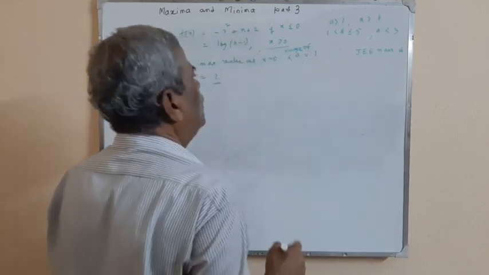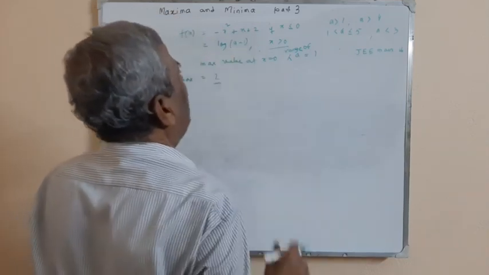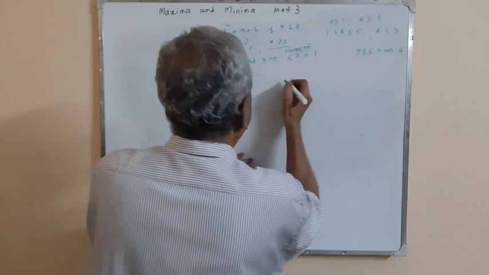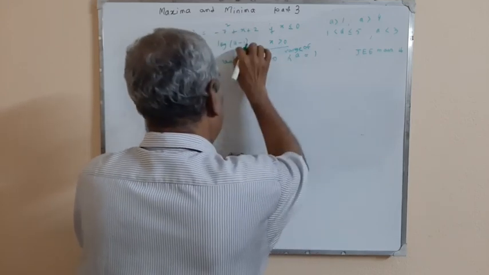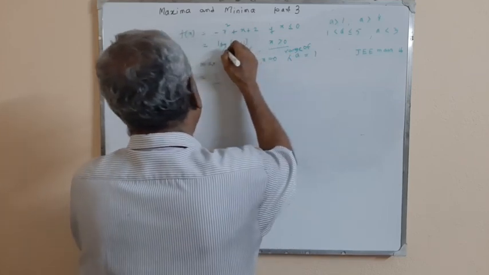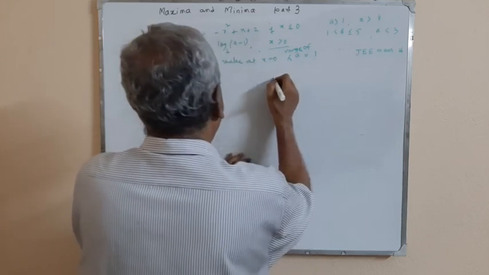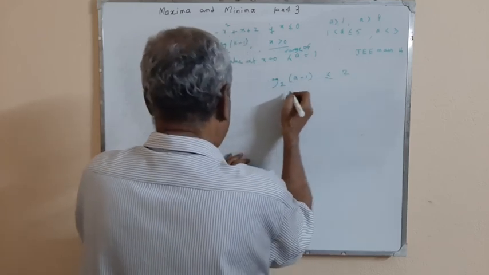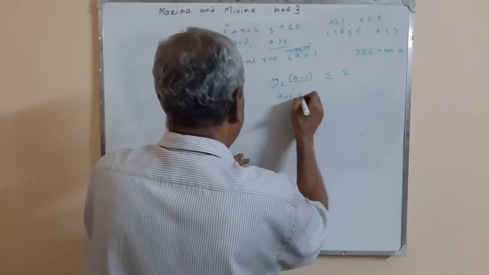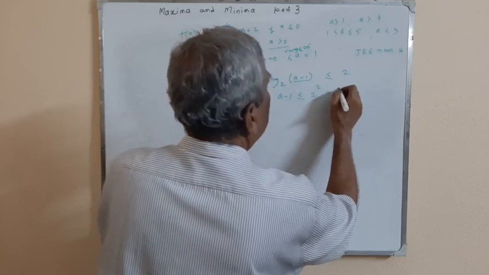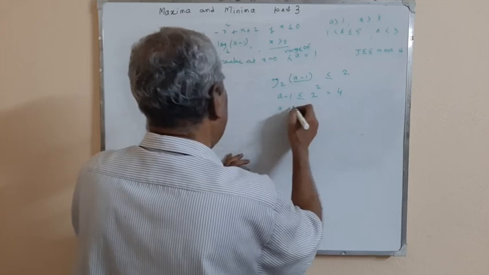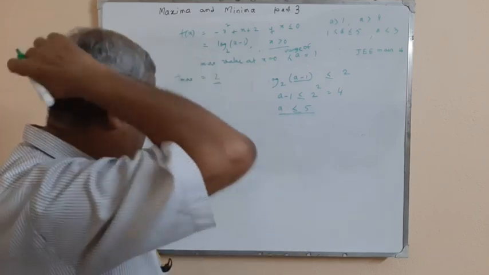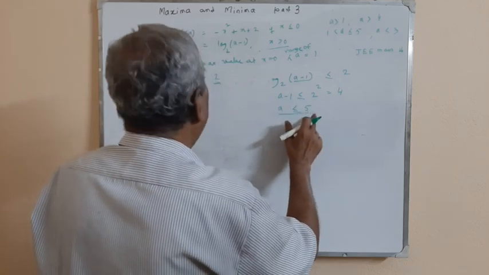When x is greater than 0, its functional value is this constant, which is also less than the maximum value, that is, less than or equal to 2. Oh, it is given that this is base 2, not e. So we get log base 2 of (a minus 1) is less than or equal to 2. So a minus 1 is less than or equal to 2 to the power 2, which is 4. So a is less than or equal to 5.